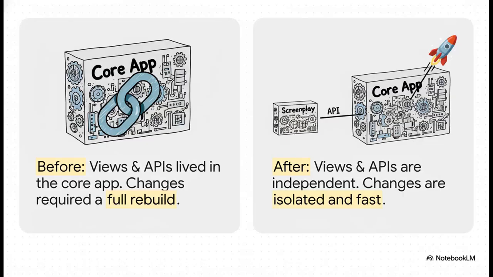And this little chart right here just makes that benefit crystal clear. Before, on the left, everything was tangled up in the main app. Any tiny change meant a full, slow, time-consuming rebuild. A total headache. But now, after the upgrade, you see on the right that everything is independent. Changes are isolated, which means they can be deployed almost instantly. This is just a massive leap forward in development speed and agility.